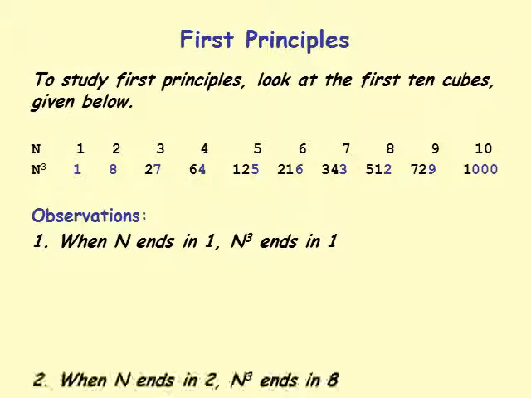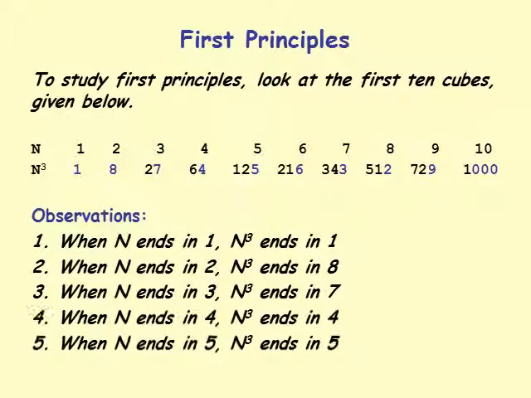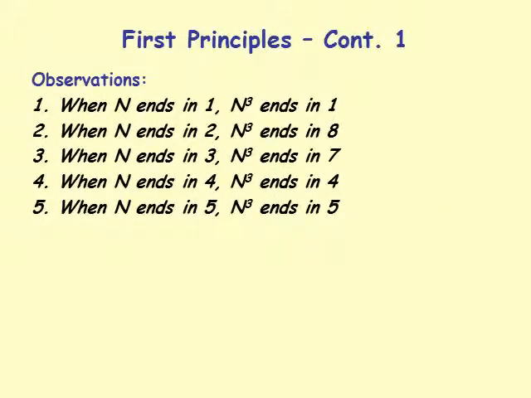Let's continue. When n ends in a 2, its cube ends in 8. When n ends in a 3, its cube ends in a 7. When n ends in a 4, its cube ends in a 4. When n ends in a 5, its cube ends in a 5. Let's continue with first principles. So we already discussed when n ends in 1, 2, 3, 4, and 5.